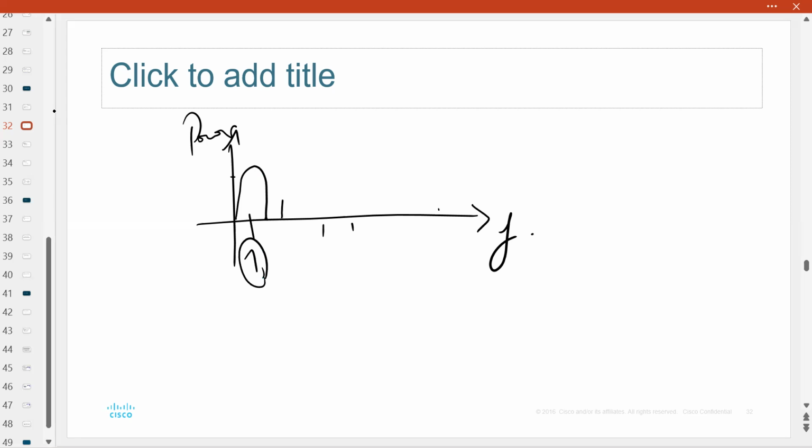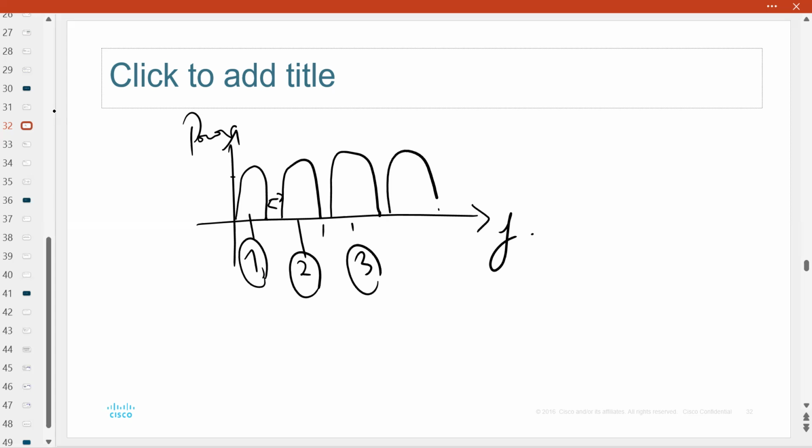Then we have a frequency guard in between here. Then we have another frequency being used, channel 2. Then we have another one, this is 3. Then lastly, we have 4. So with frequency division multiplexing, we have one frequency range being used by a specific device at a specific time, right?